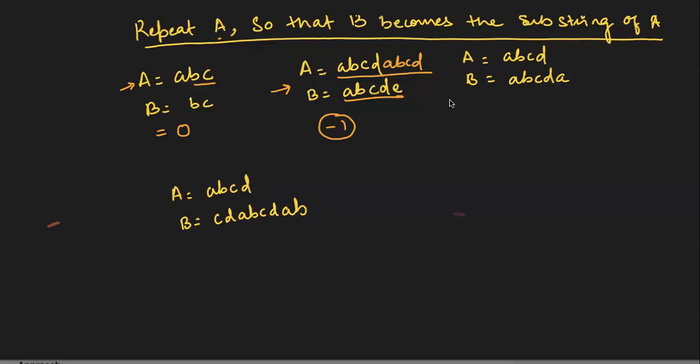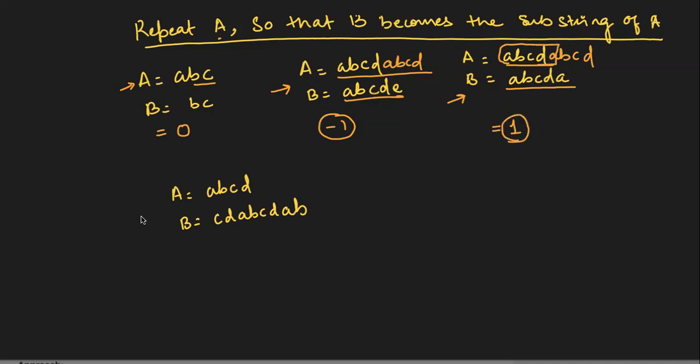Okay. This is another example where we have A as ABCD, and B is ABCDA, right? So here, if we repeat the string A one time, we can see now B is a substring of string A, this one. So here the output is 1.